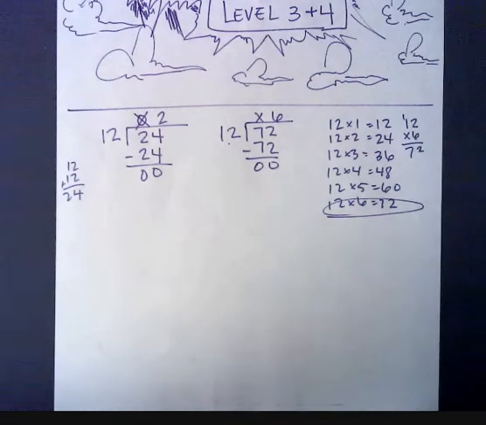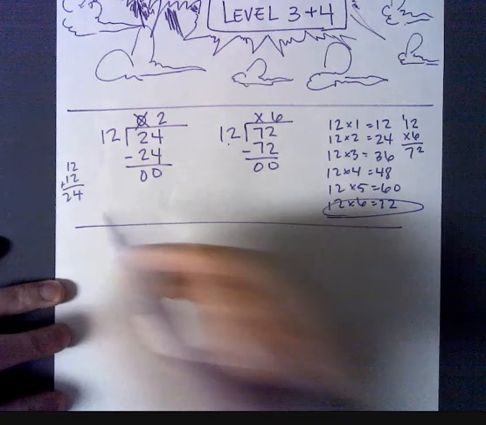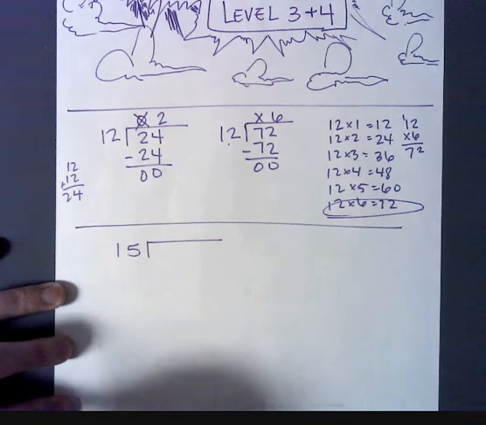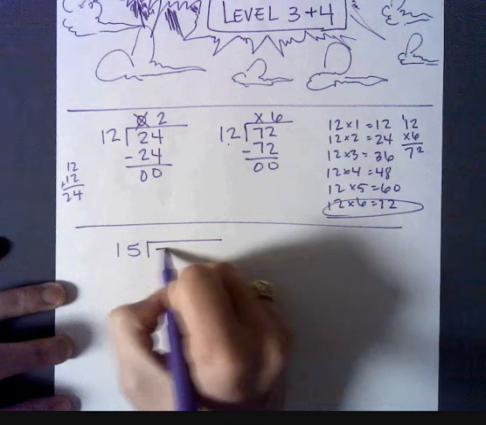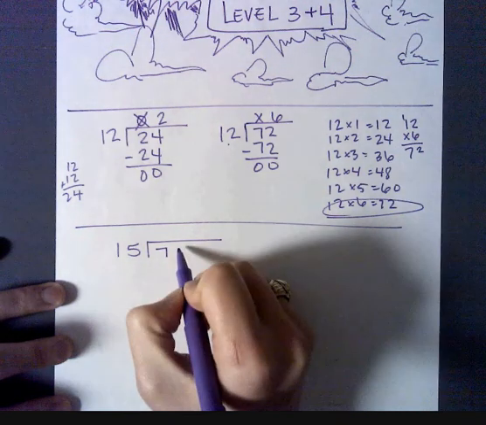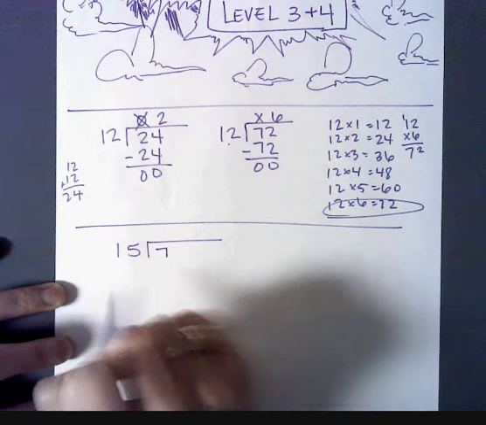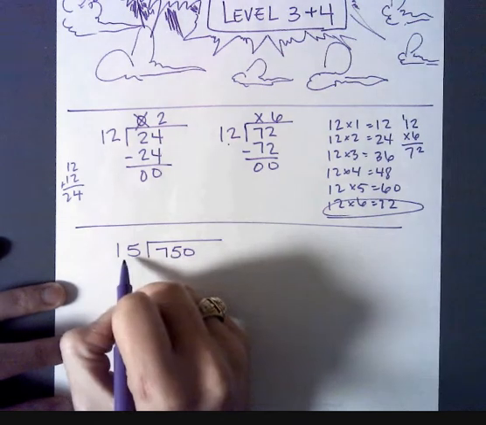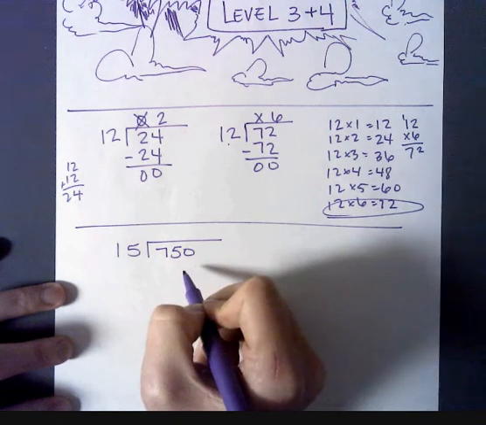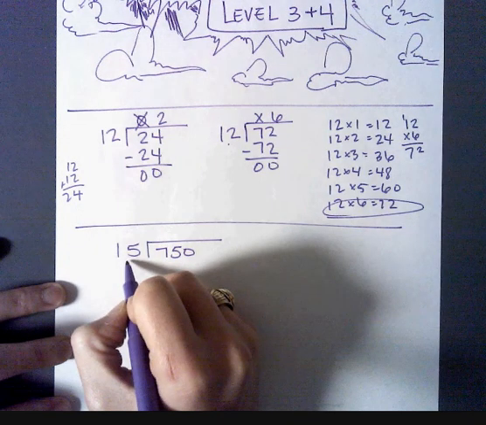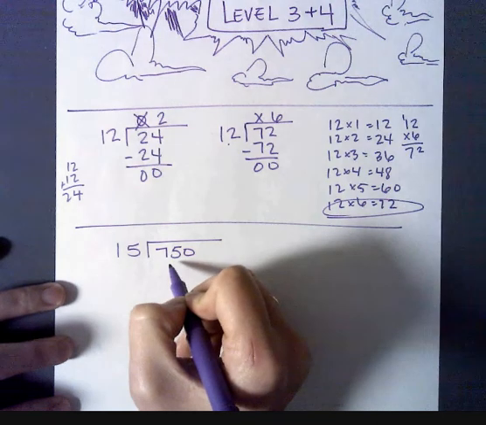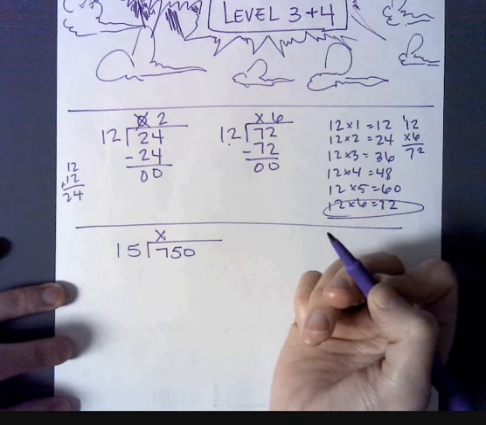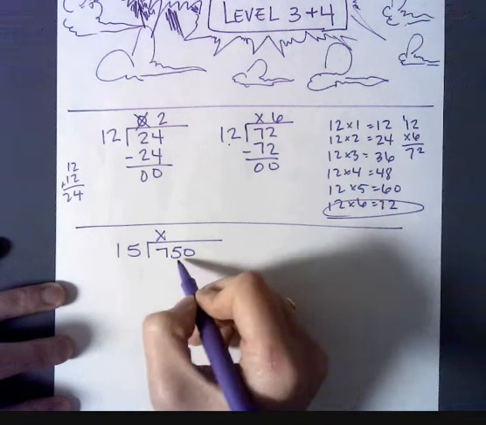Alright, let's move on. Next part of this problem, we're going to do 15 into a 3-digit dividend. So this is going to be a 2-digit divisor into a 3-digit dividend. So 15 into 750. How many times does 15 go into 7? It doesn't. So if it doesn't go in, we need to go to the next number.